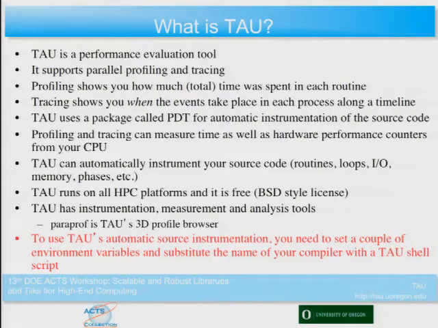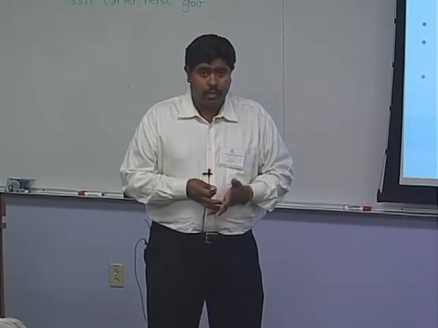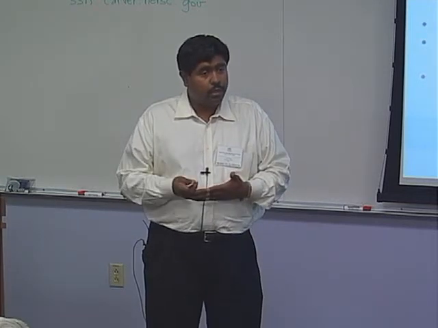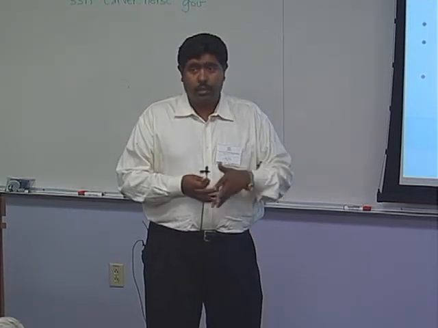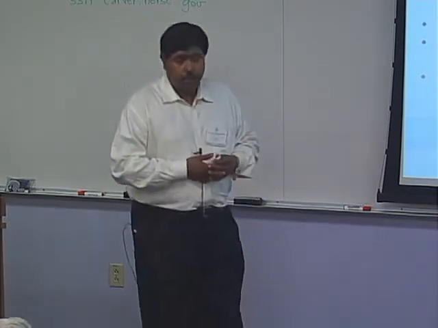You set the environment variables, put TAU in your path. You may load a module to do that, and then change a couple of environment variables to point to what kind of measurements you want to perform, and flip the name of the compiler. Build your code, run the executable, analyze the performance data. Is that simple? Everyone with me so far? Okay.